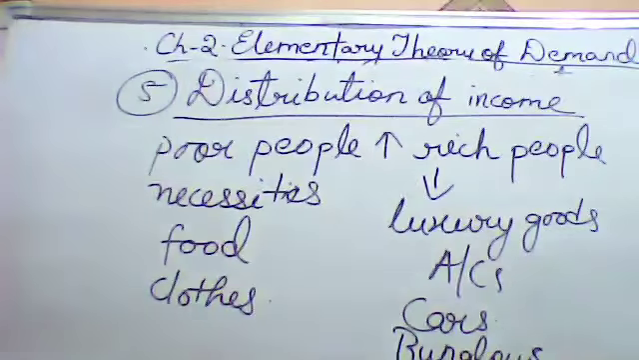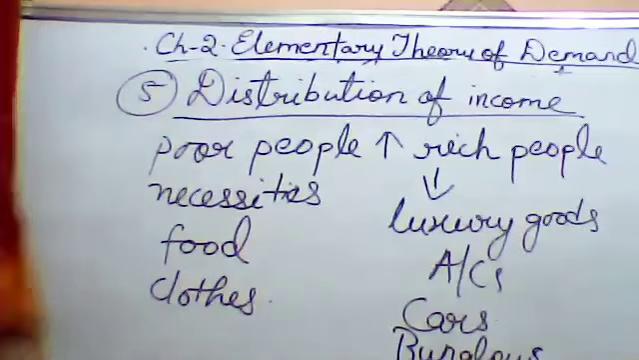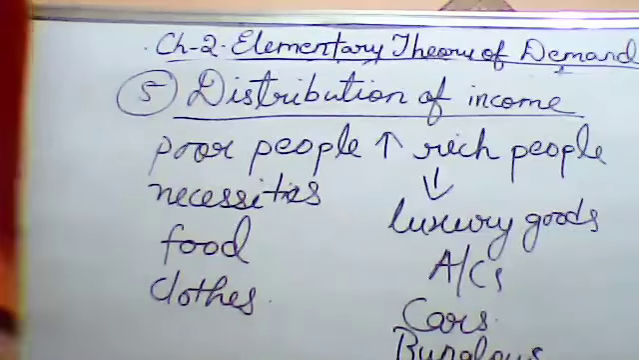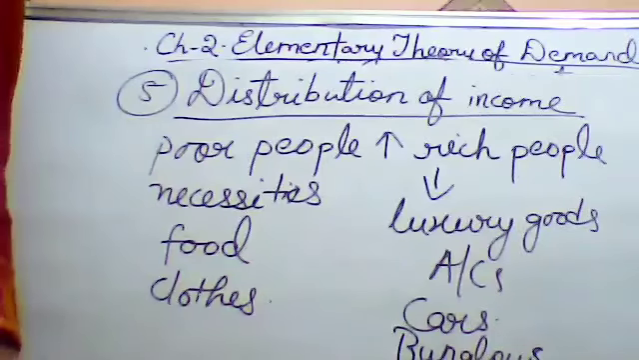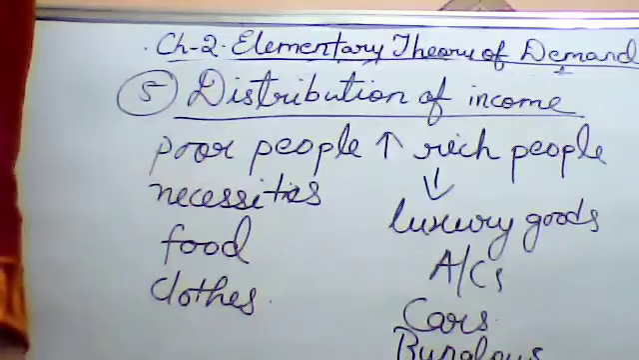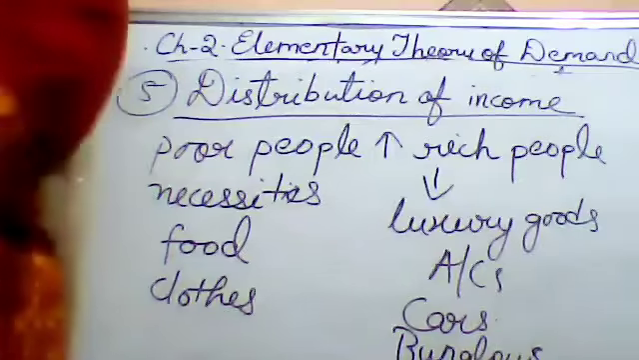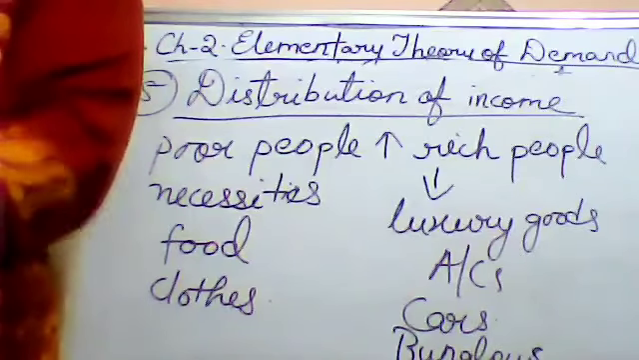So what are the determinants? Tell me one by one. Number one is population. Number two is season and weather. Number three is government policy. Number four is state of business. And number five is distribution of income, right? Just one minute.